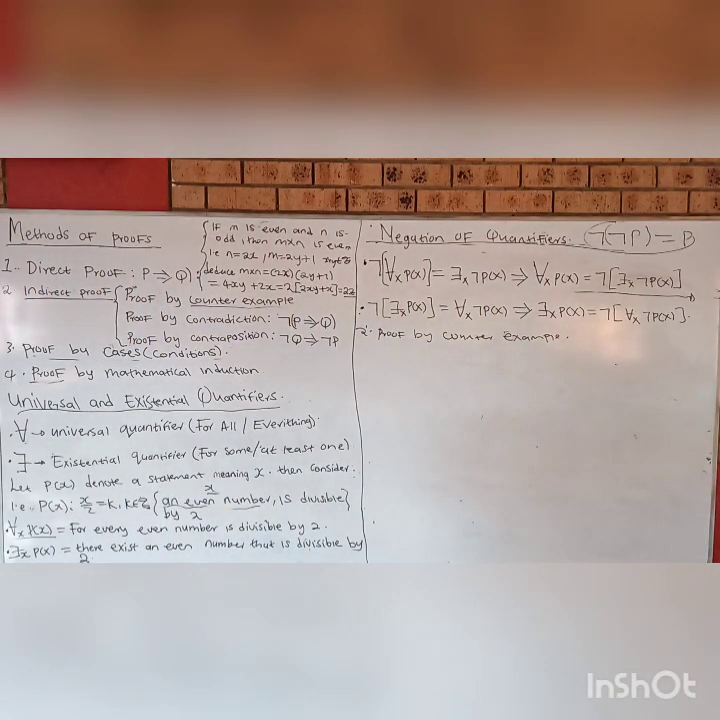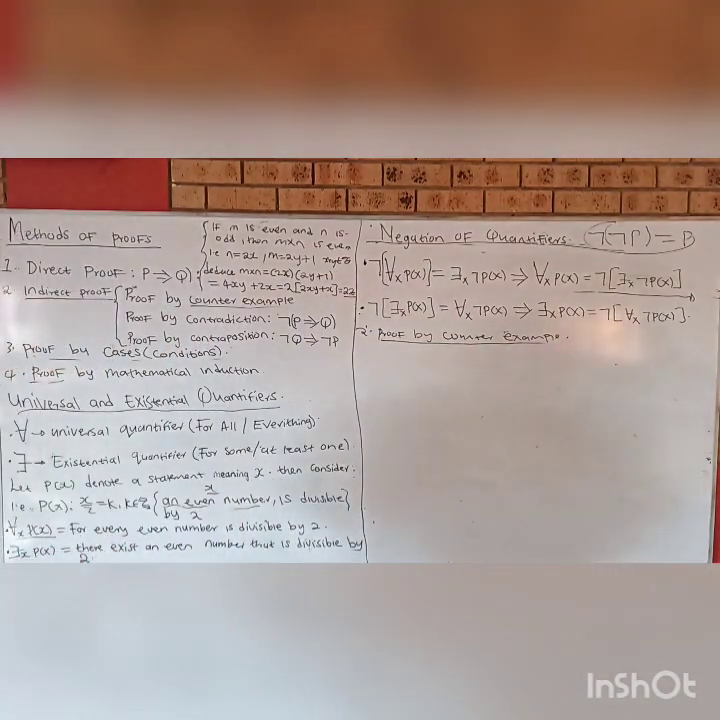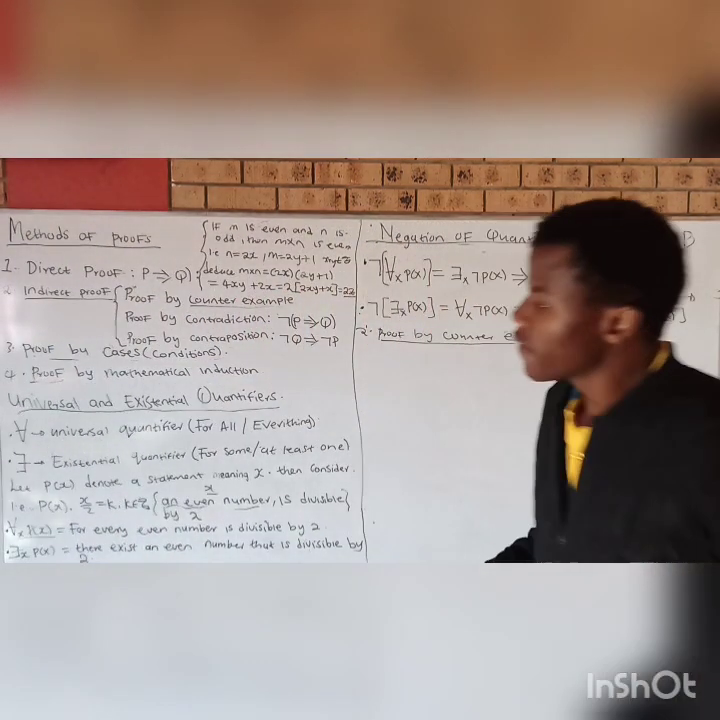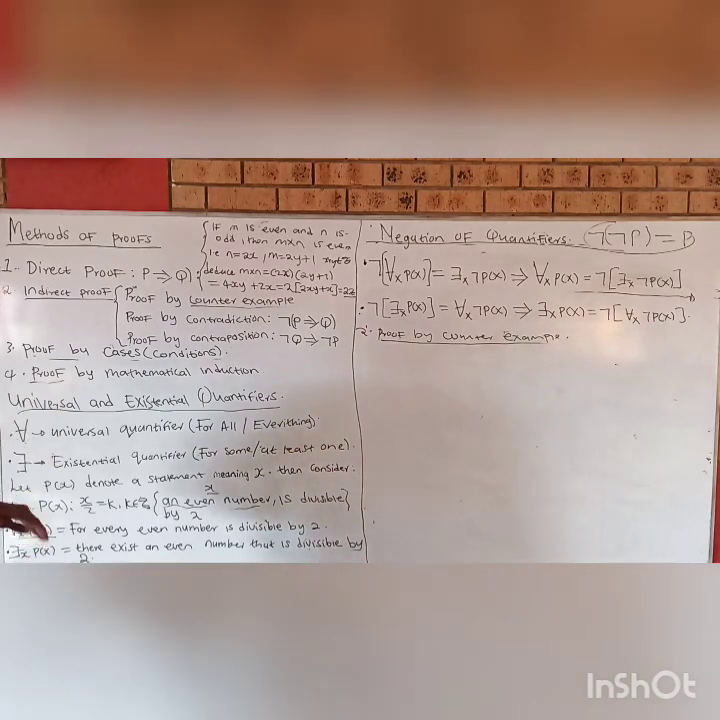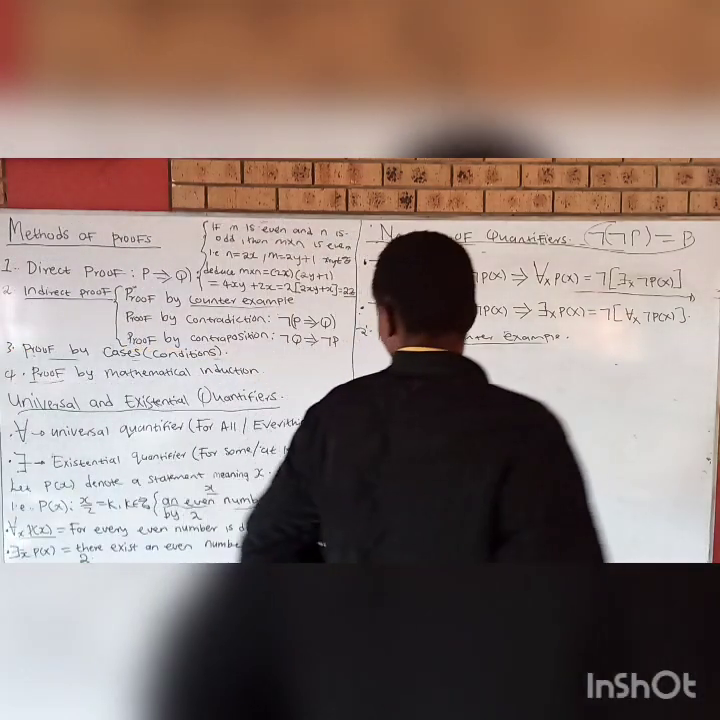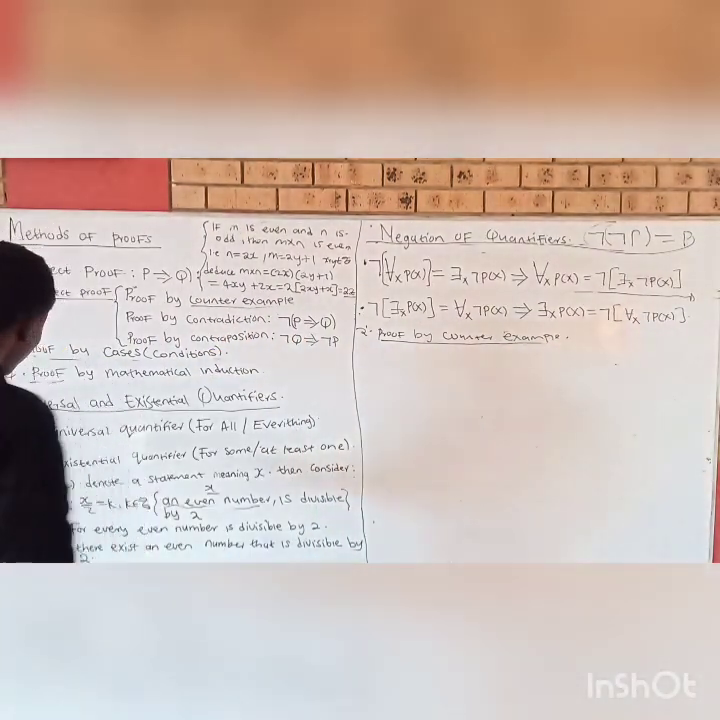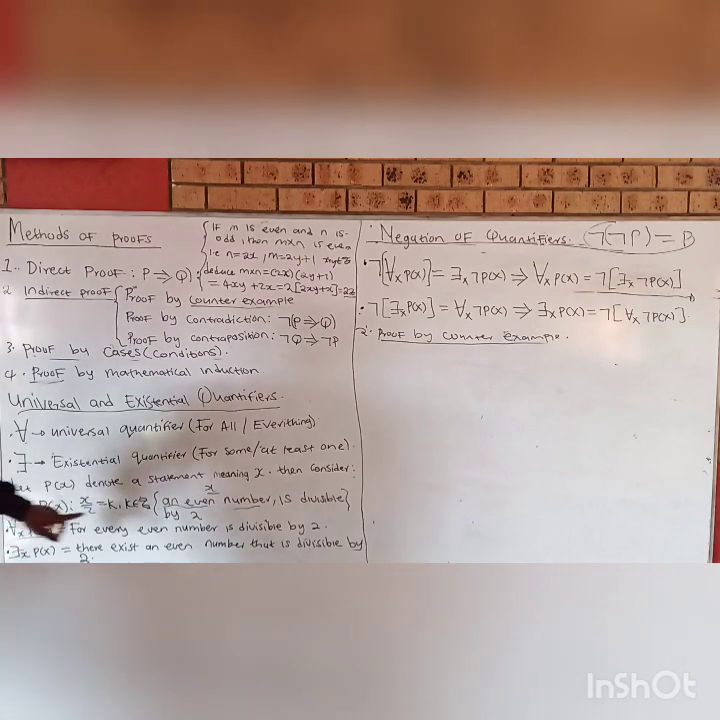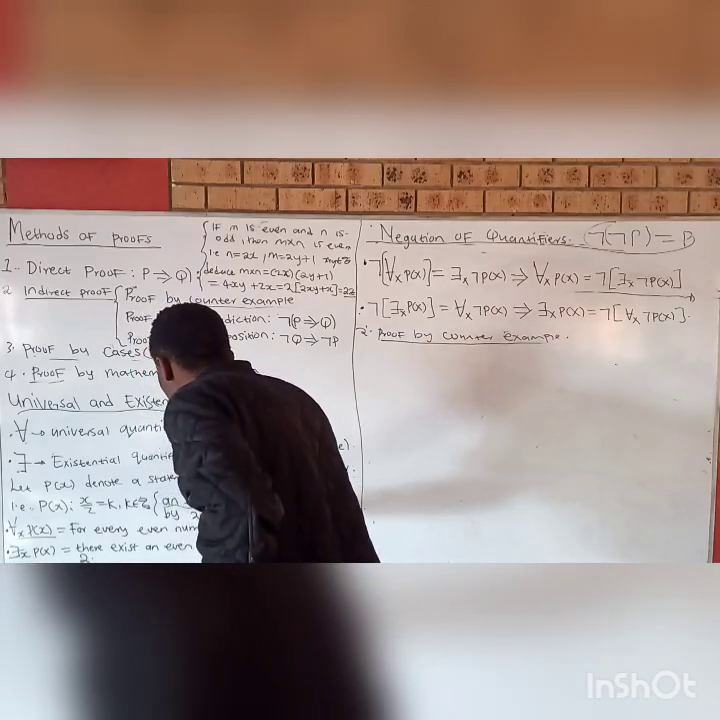But before I give an example, I want us to look at these two important things, the universal and existential quantifiers. The universal quantifier indicates for all, for everything. Then the existential is this backward E, which is for some, there is, they exist. Now remember, P(x) is a statement. So in this case, x is a meaning. Now we are focused on the meaning of a statement, which is our x.